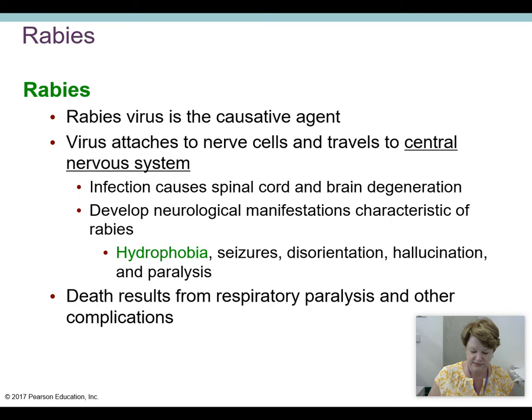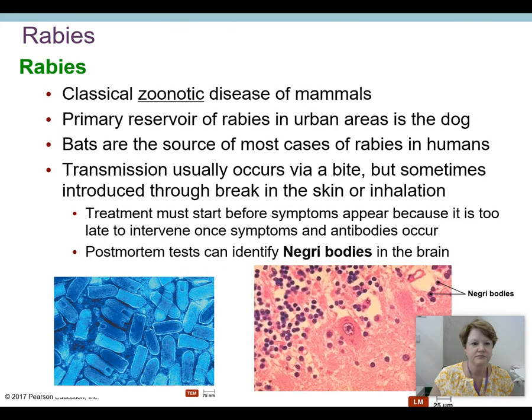Respiratory paralysis is the neural activation of ventilation stops. So it's a classic zoonotic disease in mammals, meaning it goes from animal to human, typically not human to human, although if you had a human who was full on with the rabies symptoms and they bit somebody, it could be transmitted, but typically that isn't the way that it's transmitted.